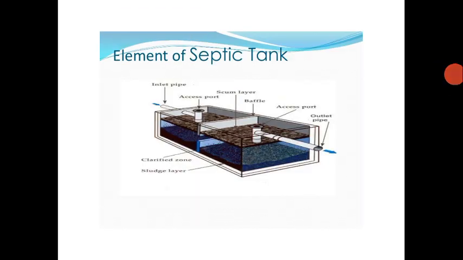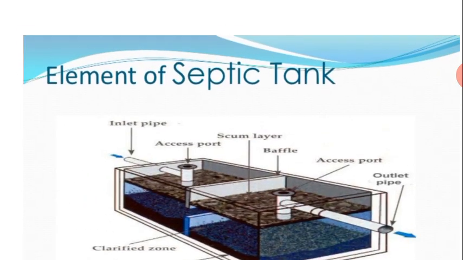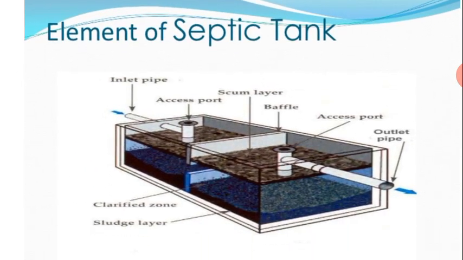Then which are the different elements of the septic tank? This is how normally it looks like. Even if you see from the top, the normal inlet pipe will be there. There is an access port, scum layer. Then these are baffles. Baffle is one wall, a baffle wall, which is made up of masonry, which is going to separate the channels of the wastewater coming from the left to right side.